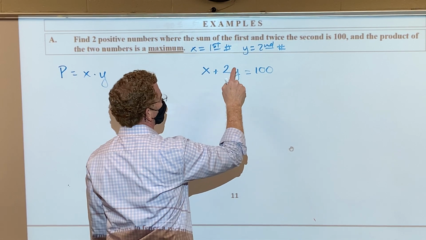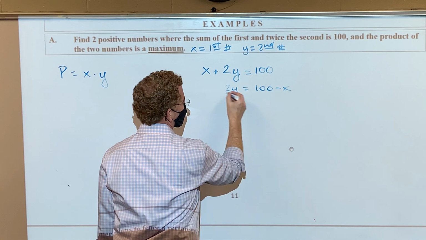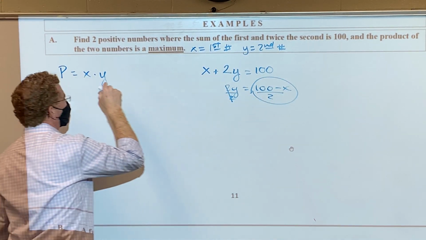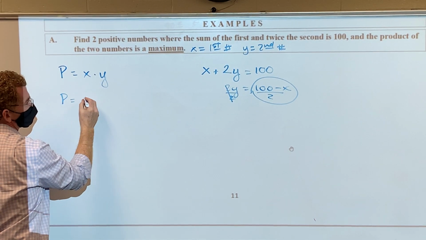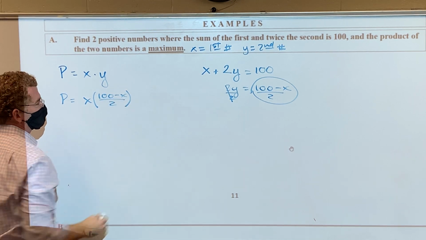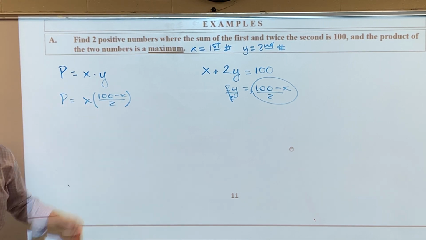So I'm going to solve for Y by subtracting X and dividing by 2. And I'm going to replace this Y with that. So P equals X times (100 minus X) over 2. Are y'all seeing that step? And this is like me now having Y equals nothing but X.